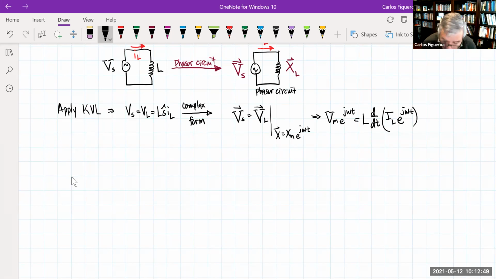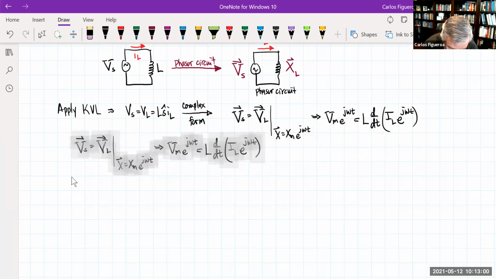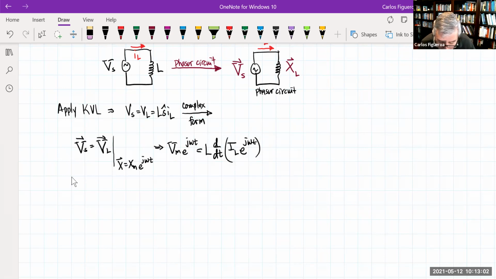So you know what? I'm going to run out of space here. So I think what I'm going to do is move this down because I don't want to keep writing multiple lines. So I'm just going to move it right here. So if I do that, then look what this tells me here. If I look at this side, I have to bring down a j and an omega term. So then I'm going to get j omega times L. Then I'm going to get IL e to the j omega t.